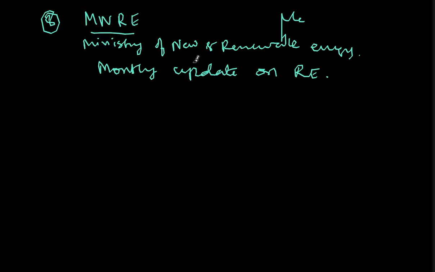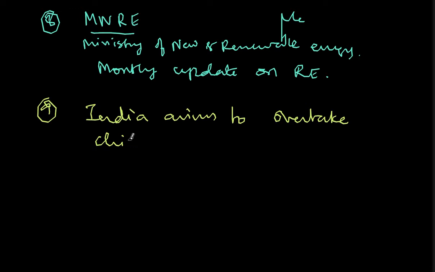Let me also put it on record that India aims to overtake China and Germany. May not be in 2022, but in the long term. Over the next 20 years or so, India will have more solar than China and Germany. So this is the target. Of course, the young people who are here will be living long enough to cross-check this claim, whether it is really achieved or not.